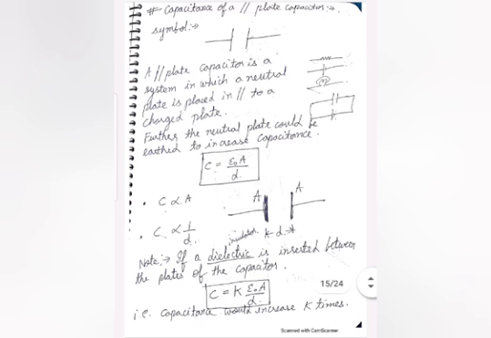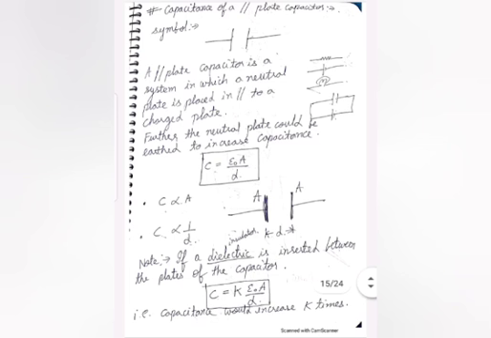Now the capacitance of a parallel plate capacitor is C is equal to epsilon naught A by d, where epsilon naught is the permittivity of free space, A is the area of the plate, and d is the distance between the plates. Later on I will explain how to derive this expression, but first of all let us discuss this expression in detail.